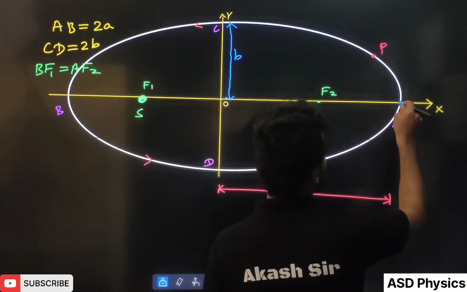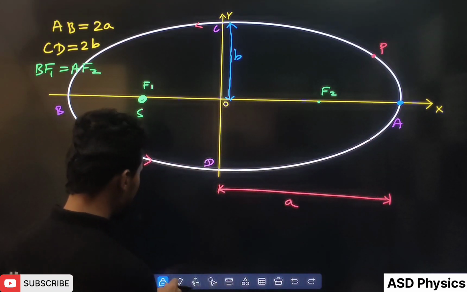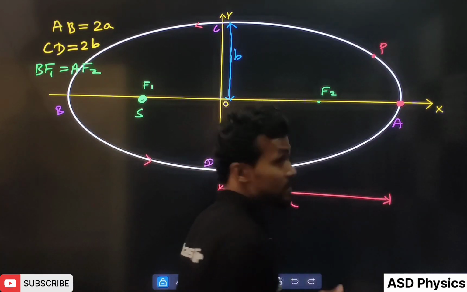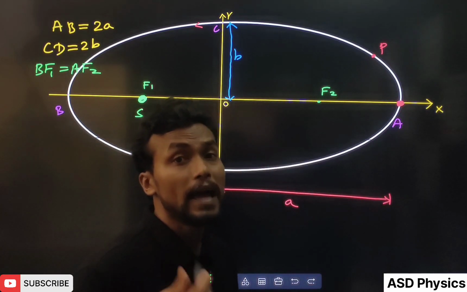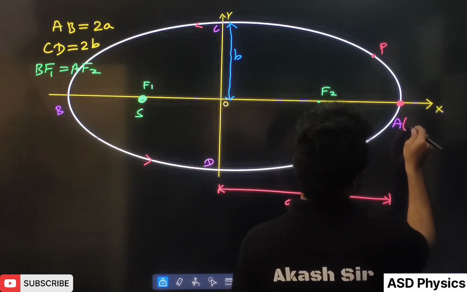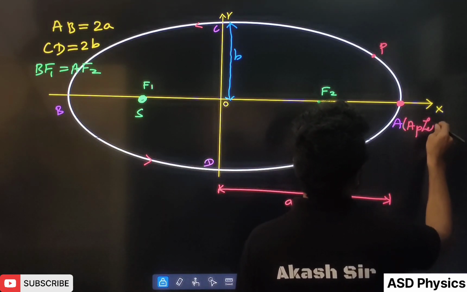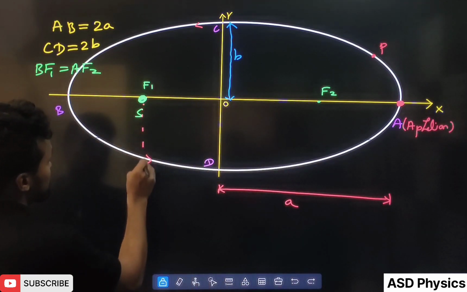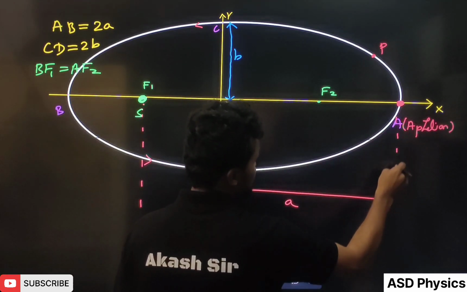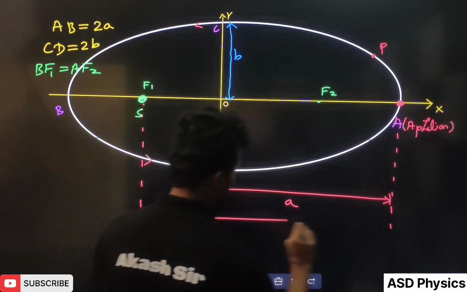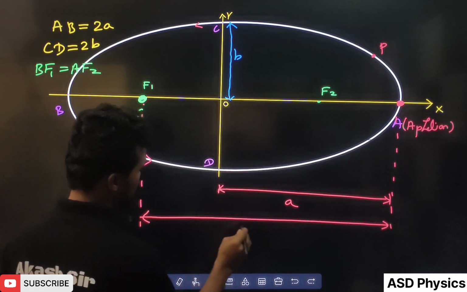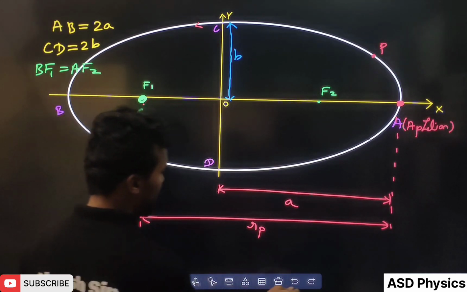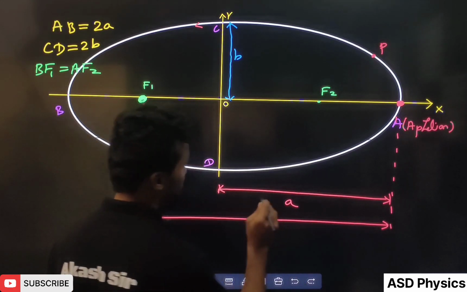When the planet is here, this is the maximum distance from the sun. This is called the aphelion distance, the maximum distance. So this point is called aphelion. And this distance, let me draw here, is called the aphelion distance, RA.